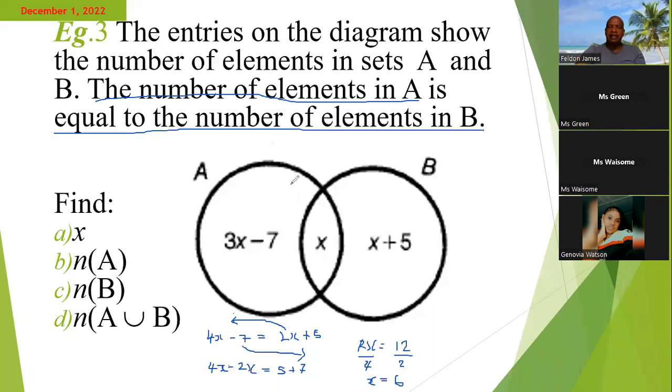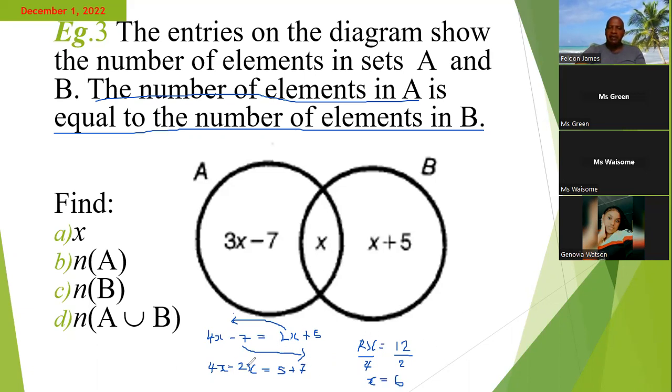Because of that, we can add everything in the circle of A, which is 3x plus x minus 7, giving 4x minus 7. Then we add all the elements in B, which gives 2x plus 5. Then we equate them, because the number of elements in A is equal to the number of elements in B.